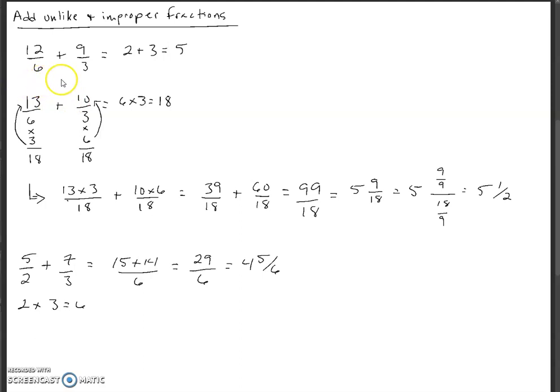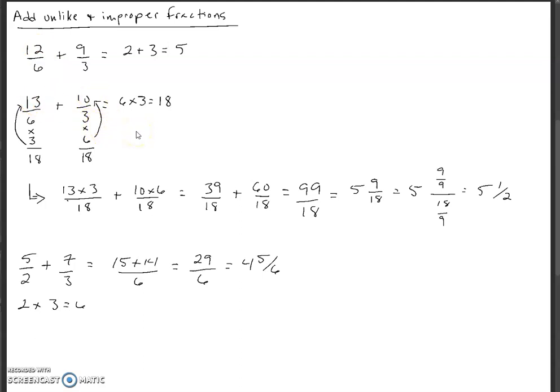So if we take this in simple terms, 6 goes into 12 twice, 3 goes into 9 3 times. So you have 5. Now if we take these same numbers and we just add 1 to each, so 13/6 and 10/3.